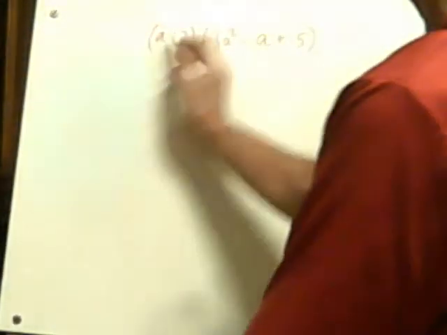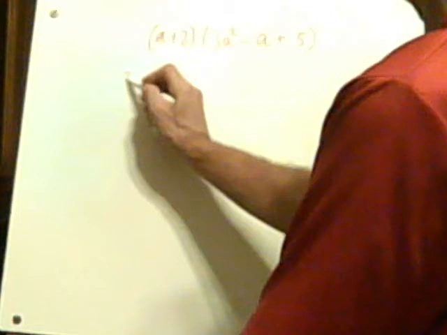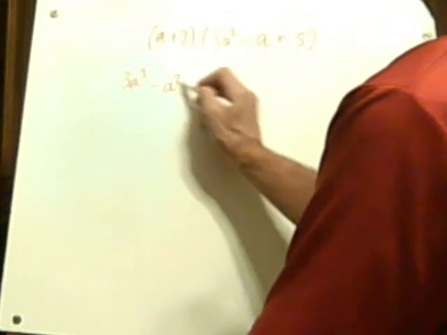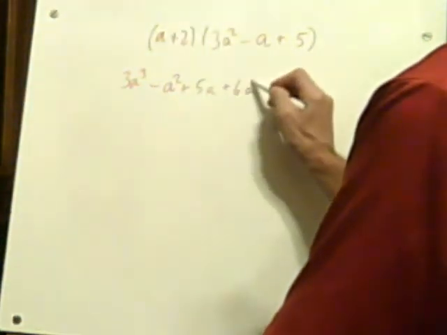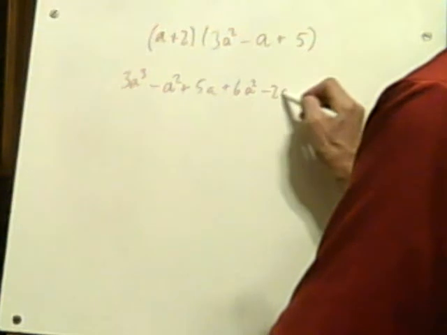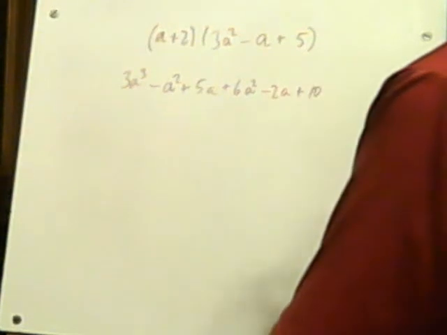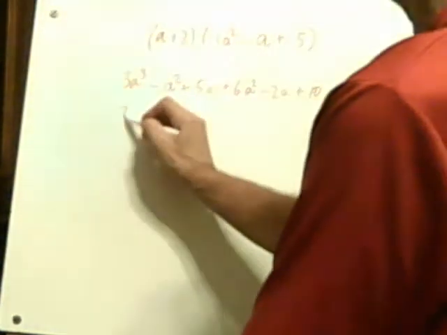So I'm just going to go through. I'm going to start with this one. 3a cubed minus a squared plus 5a. That's the first term. Now I'm going to use these ones. 6a squared minus 2a plus 10. Now we can group terms. This is 3a cubed.